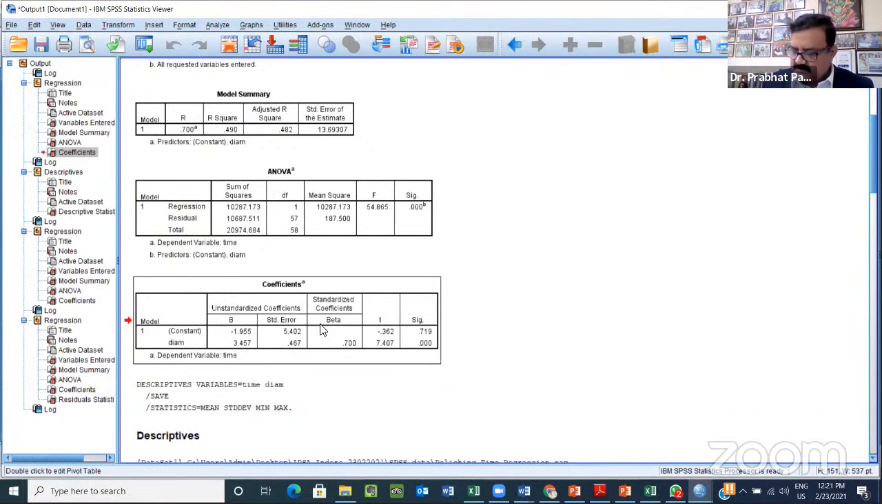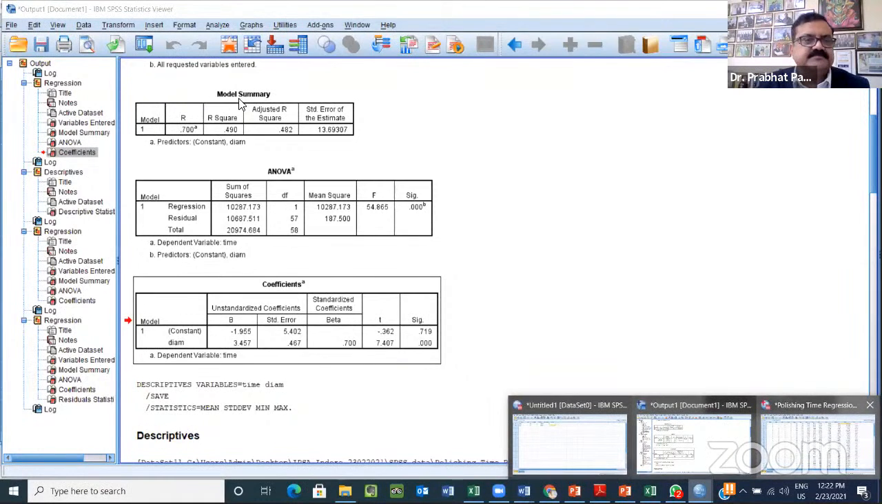Okay, so this is not 5. So the equation is time minus 3.457. Then again it will be minus 0.467 diameter. So I took the wrong figure actually. So let me calculate again.